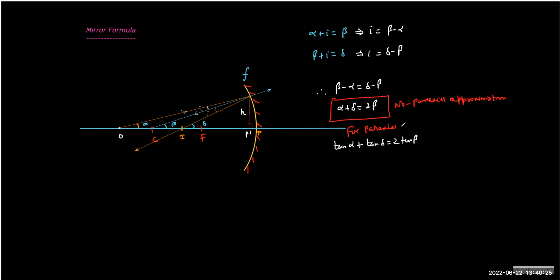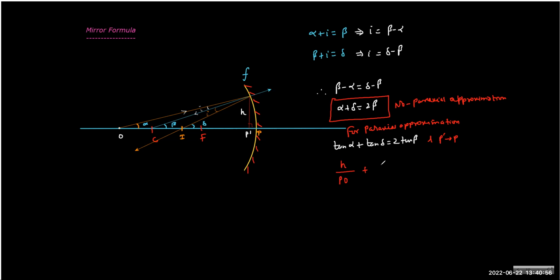So for paraxial approximation, we can convert this into tan, and then tan alpha you can write as h upon. You can take P' as P for paraxial approximation, and so h upon, and tan alpha is how much? PO. Yeah, that's correct.